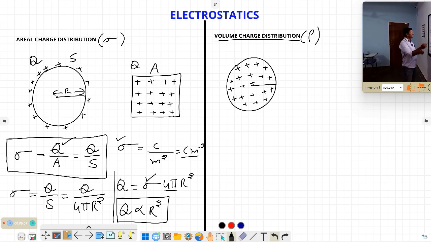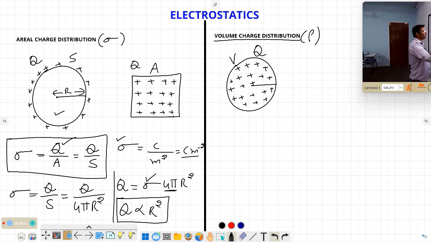But in the case of areal distribution, there is empty space. We have not drawn any charges inside that. Here we draw the charges in the complete area. So this has volume, right? And charges are distributed. The total charge of the body is Q.